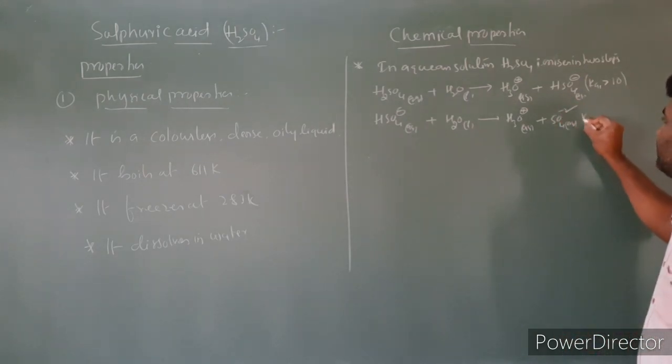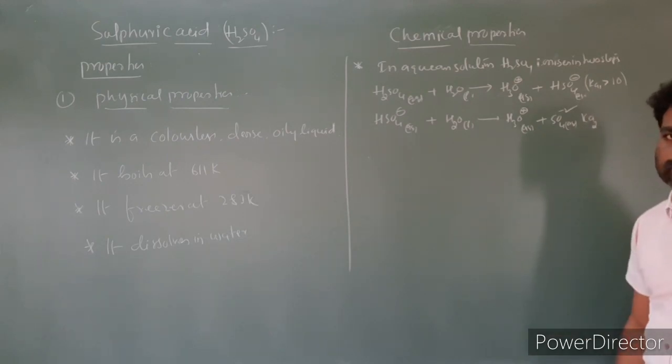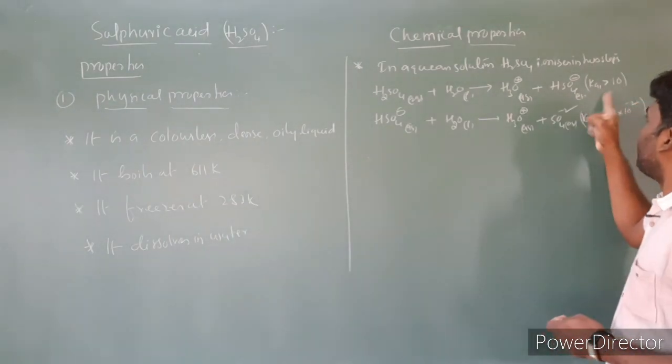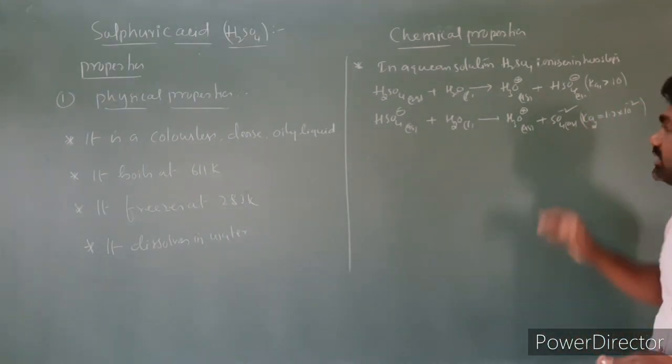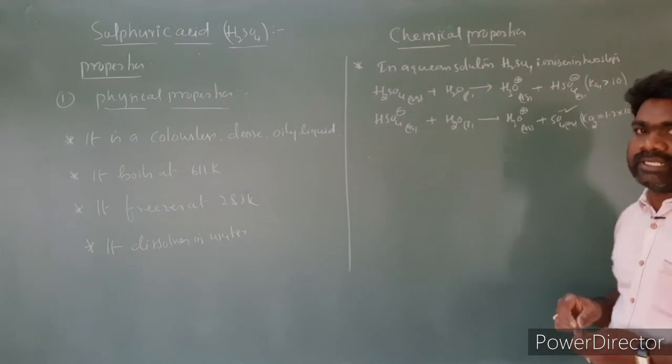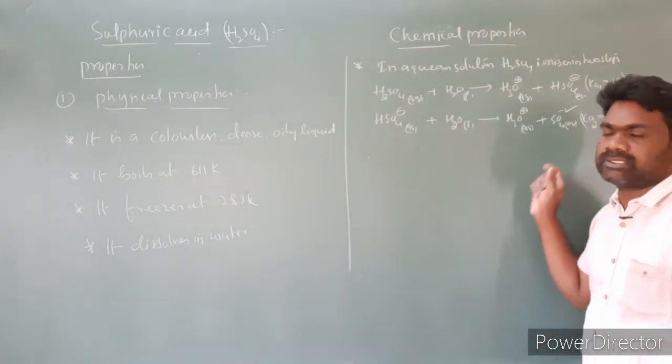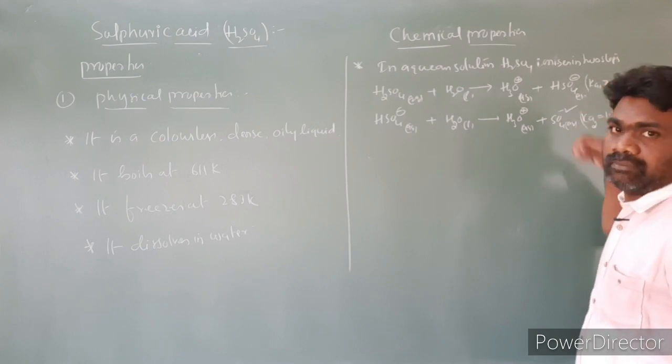This is the second step, and I am labeling it as dissociation constant 2. Ka is the dissociation constant. Here Ka2 is 1.2 into 10 power minus 2. The large Ka value indicates that sulfuric acid is a strong acid. It is a strong acid because it undergoes dissociation completely.